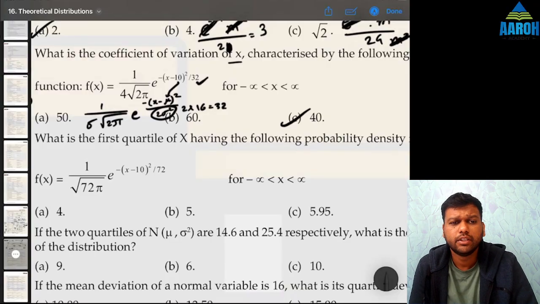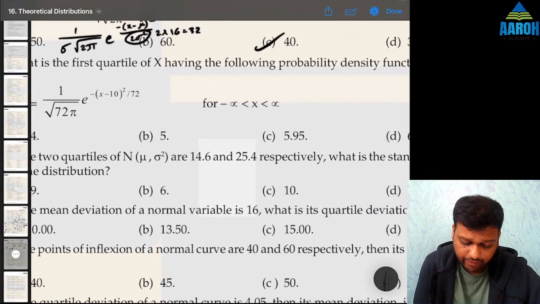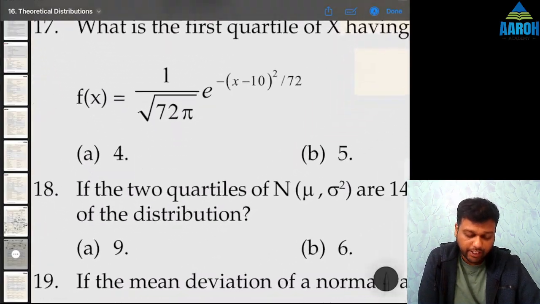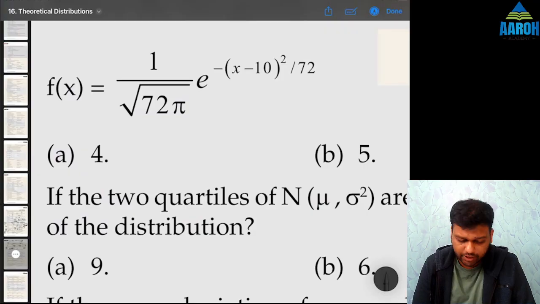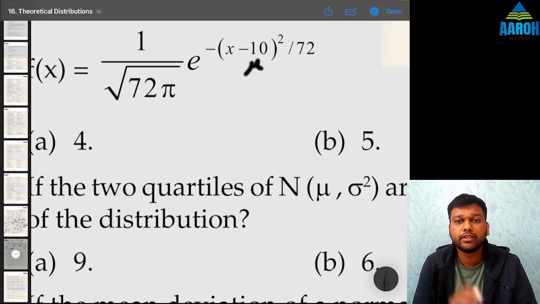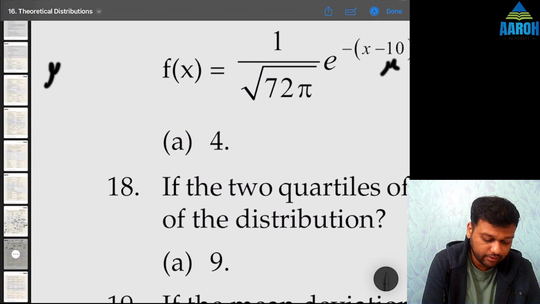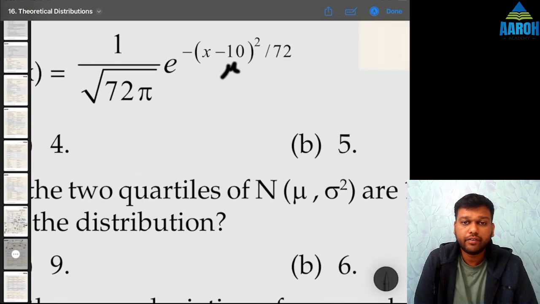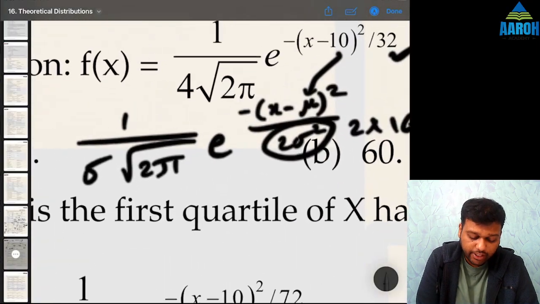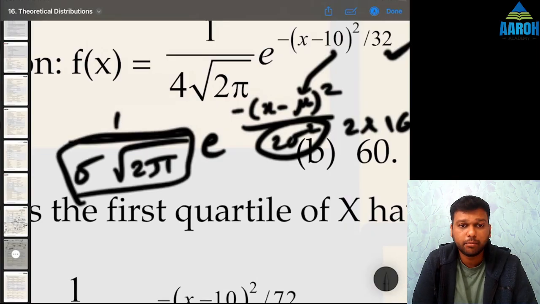Fine. Next. What is the first quartile of x having the following probability density function? Again a similar question. Again we can just equate it. Concentrate. First of all, this is clearly mu because x minus mu bracket square is there, right? So mu is 10. We need standard deviation also. Now in this denominator we have sigma into root 2 pi, right? Sigma into root 2 pi.